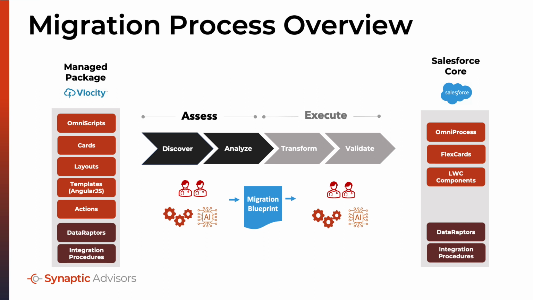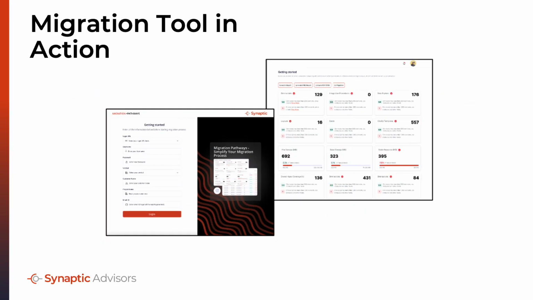Then, in phase 2, we perform the actual migration, including transforming, creating, and validating the new metadata and application code. Throughout the process, our migration tool is accelerating the work of our engineers via task automation, analysis, recommendations, and code generation. Let's explore next how human expertise and the migration tool work hand in hand to accelerate this process.